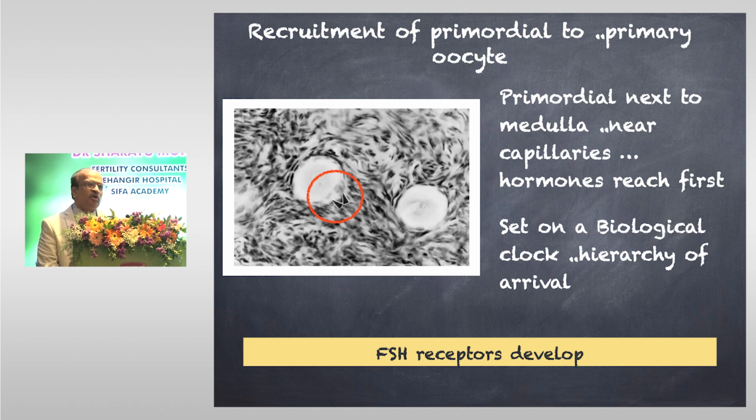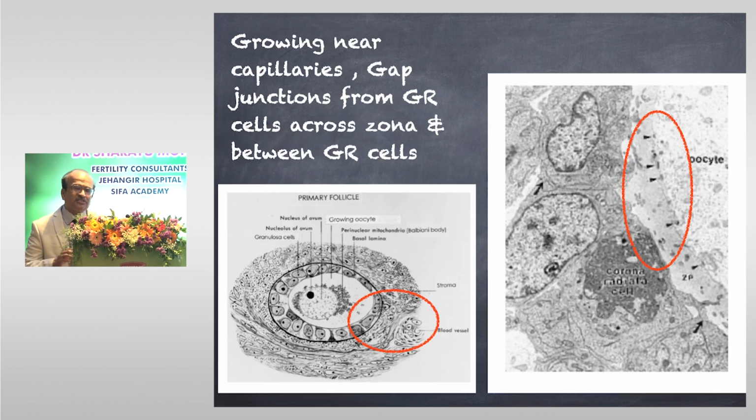And basically what happens is once the cells become cuboidal, they start developing FSH receptors. So they start growing near the capillaries, and then the gap junctions form. The gap junction is a very, very important thing. Gap junctions are nothing but tentacles of the granulosa cell going across the zona and touching the oolemma. They are like bridges which get the food from the capillaries and push it to the oocyte. The oocyte is the largest cell in the body, and has to have the best of the cytoplasm and the best of the nutrition in the cytoplasm.